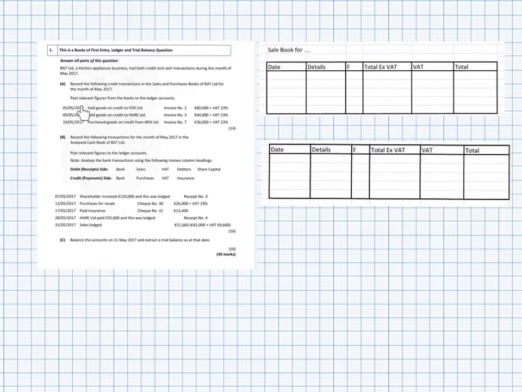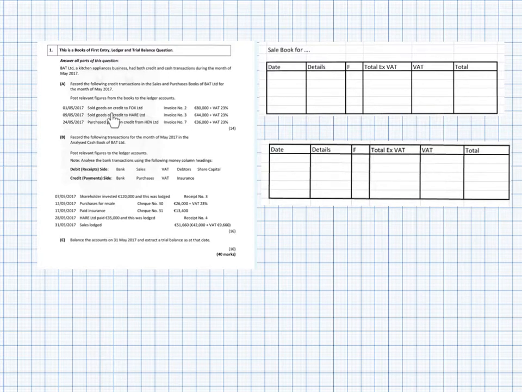In our sales book, we just go through each one of these. Sold goods on credit to Fox Limited. If we sell goods, it's sales. So the date will be the 1st to the 5th. Details will be Fox Limited. Let's leave out folio for the time being. Put in invoice number 2 here, 80,000. Then there's 23% VAT, and then we add the total ex VAT plus VAT to get the total.